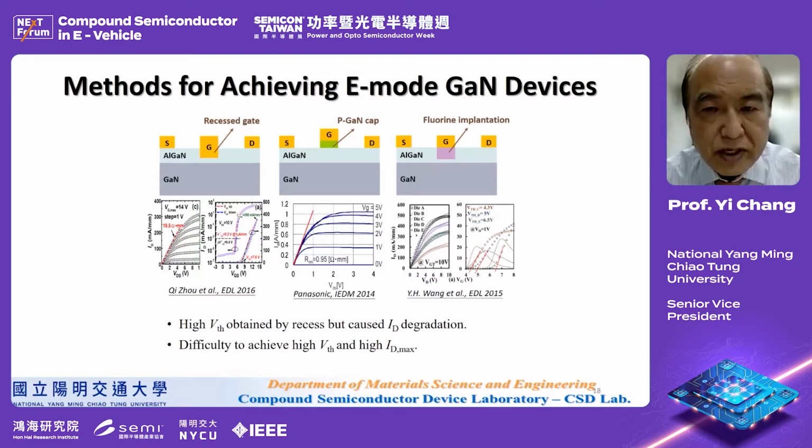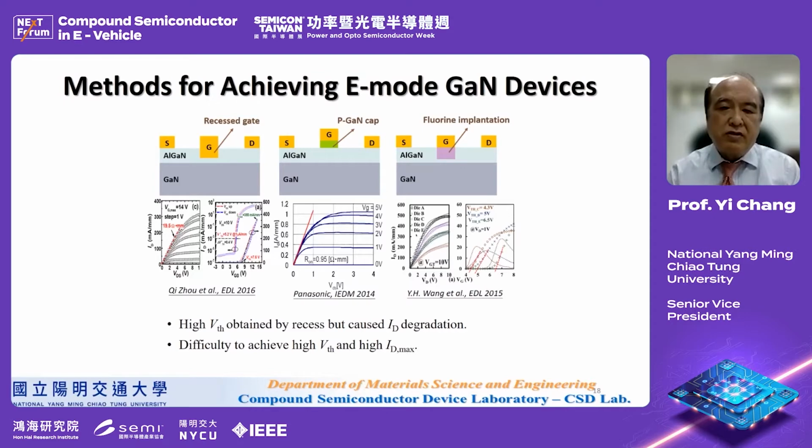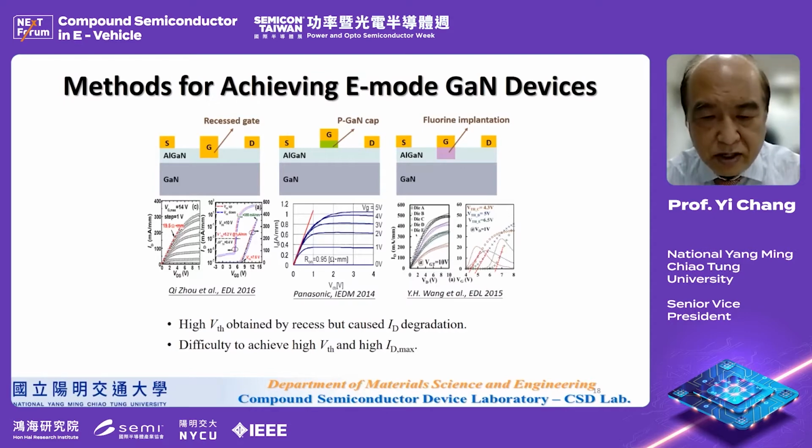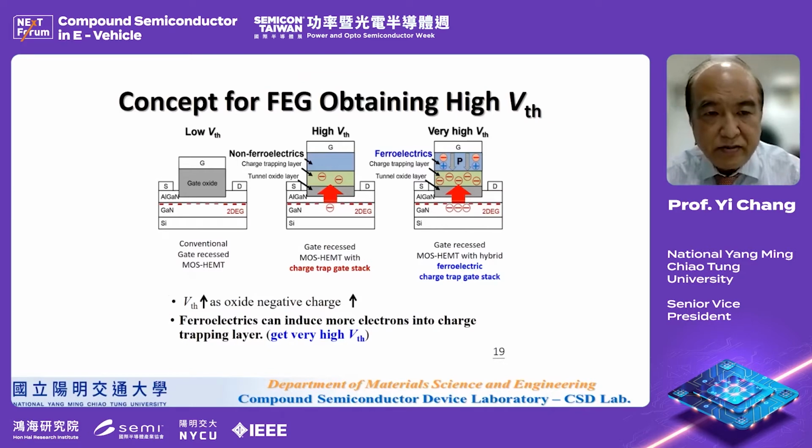For the 3 different kinds of approaches I present here, the recess gate can do high VTH, but if you do high VTH, the current can be degraded. So usually it's difficult to achieve high VTH with high current simultaneously using this method. And I'm presenting these ferroelectric gate devices to achieve a high VTH and still have high current.